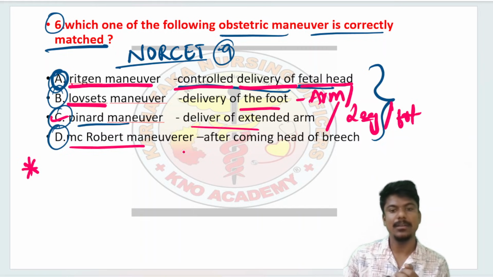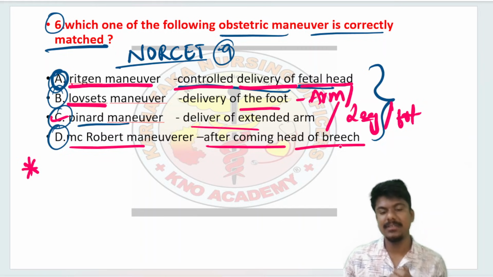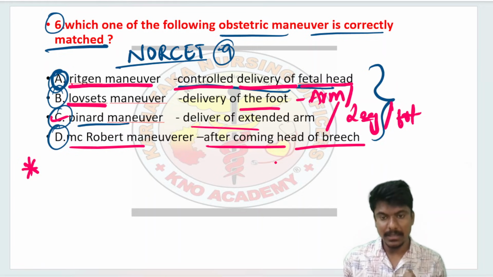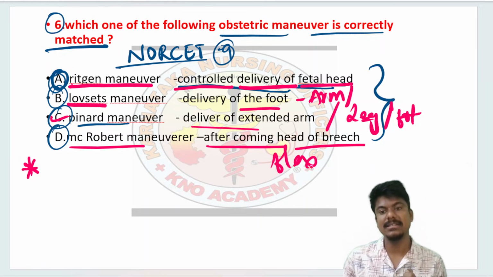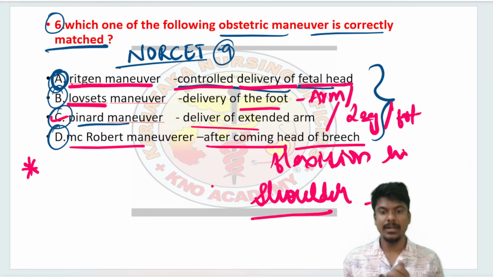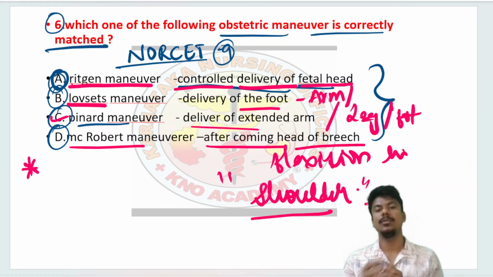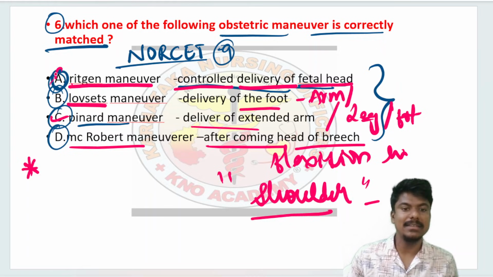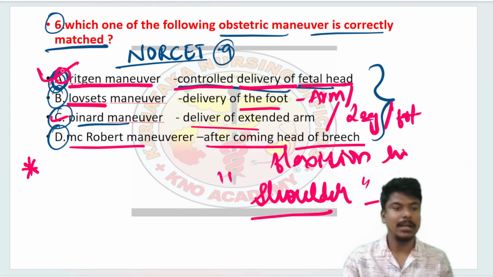The McRoberts maneuver is not for breech delivery. It's a flexion of the hip to deliver the shoulder in shoulder dystocia. So option A is the rightly matched one.